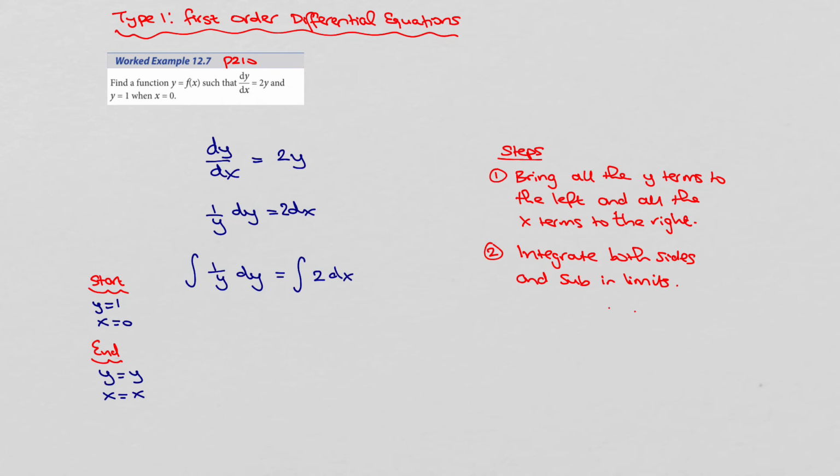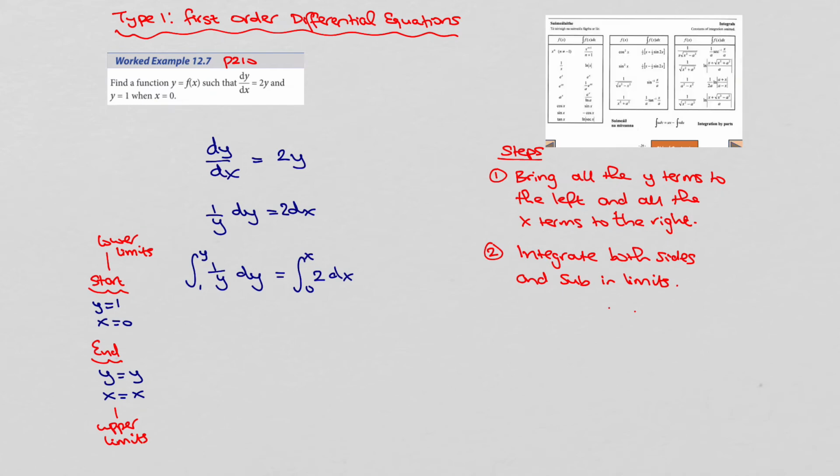So our start limits are the lower limits. So these are my lower limits. And the end are always the upper limits. So therefore we'll have y, x, and we'll have 1 and 0. So if I integrate 1 over y, we know from our basics that that's going to be natural log. Or if we look on page 26 in our maths tables, we can see 1 over x is natural log. So therefore that's going to be natural log of y within the limits of y and 1.